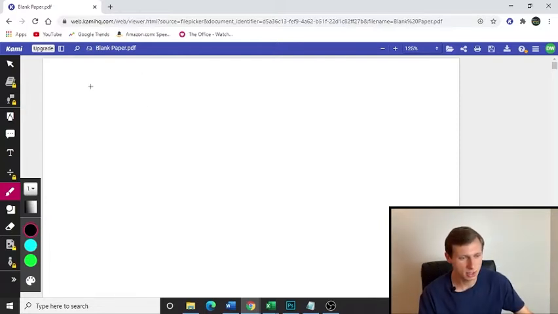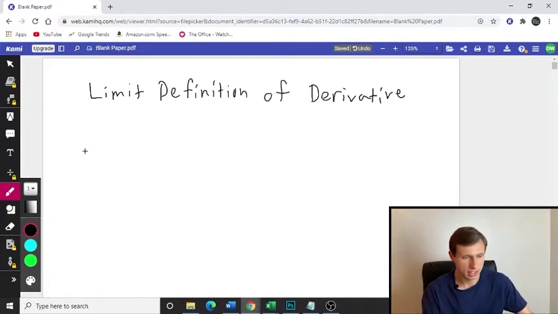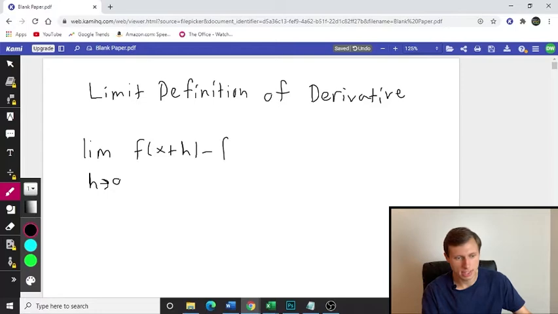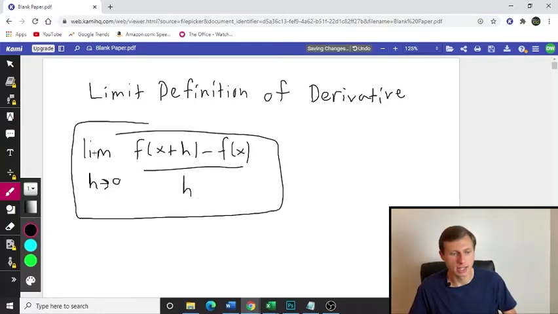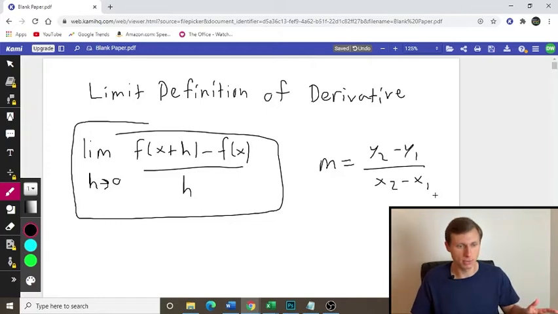So again, the limit definition of derivative, that function looks like this. Limit as h approaches 0 of f of x plus h minus f of x all over h. And it comes from the fact that we are choosing 2 points. This comes from the slope formula. This is just saying m equals y2 minus y1 over x2 minus x1. That's where it comes from, if you remember.